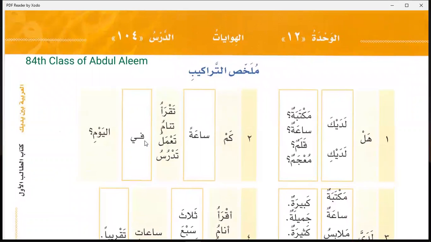Mulakhasut tarakib. Miss Kinza, read the first two boxes. What is mulakhas? Mulakhas means summary. Mulakhasut tarakib, summary of the structures.